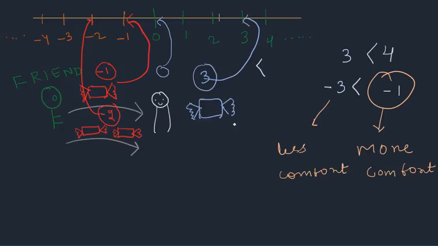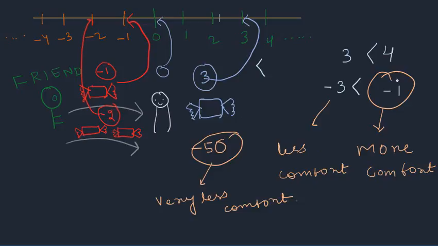Let's assume that you have to return 50 chocolates. That is -50. You're very less comfortable. Right, so remember this example and understand that as you move towards the left, the value of the number decreases, and therefore -1 is greater than -3. The greater the value of the negative number, the lesser it is.